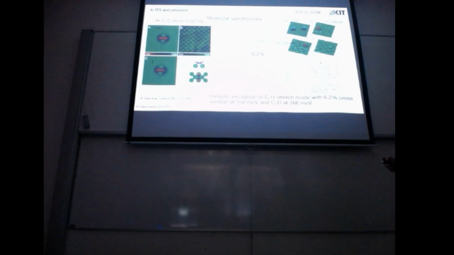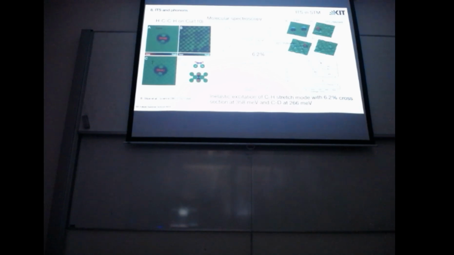So on the molecule, in the second derivative, you see a nice peak. And on the copper, you see nothing. So the difference gives you a very reproducible peak at 358 millielectron volts. And this happens to be the stretch mode of CH. So this is the vibron, and the hydrogen starts to vibrate along the bond axis.